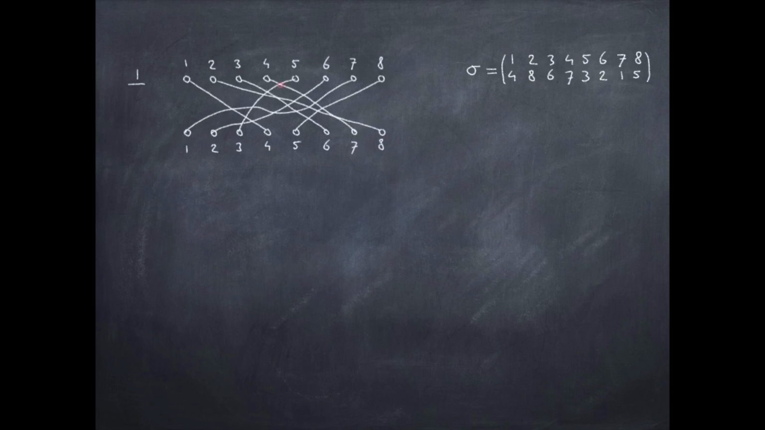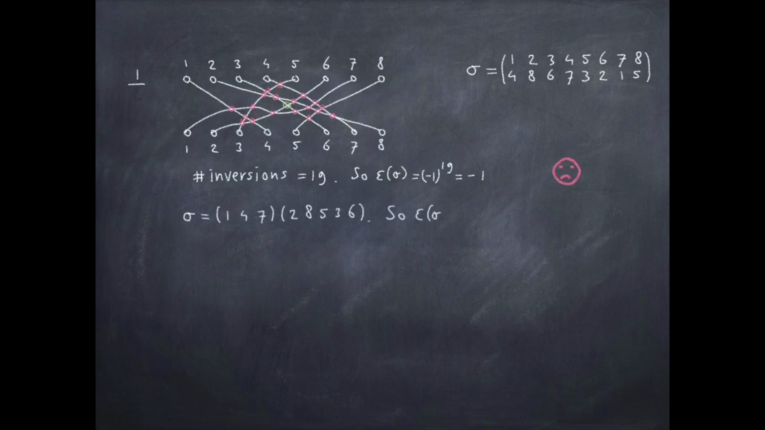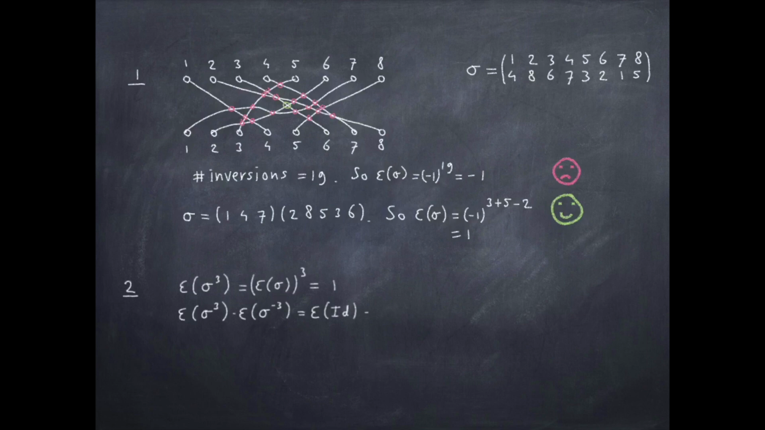One way to compute the sign of sigma is to count the number of inversions. However, this is quite a tedious work and very prone to error, which makes nobody happy. A much easier way is to first decompose sigma as the product of disjoint cycles. Then we determine the sign of each of the cycles separately and use the fact that epsilon is a homomorphism. To compute the sign of a power of sigma, we again use the fact that epsilon is a group homomorphism. Note that the sign of sigma inverse is the inverse of the sign of sigma.